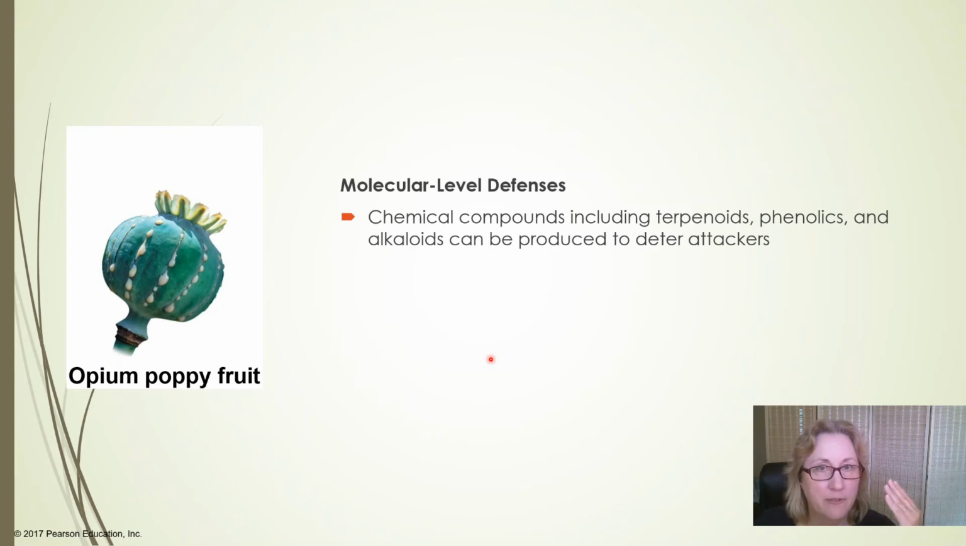Toxins and foul-tasting compounds are an excellent defense. We would call that a molecular defense. So turpentine is made from conifers that produce it as an inhibition to insects. Alkaloids of many types are toxic. Caffeine is produced by the coffee plant because it kills insects that bite the plant.